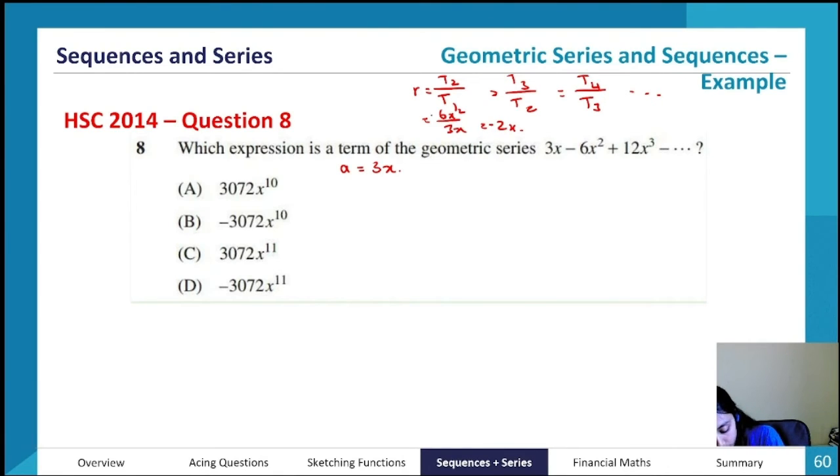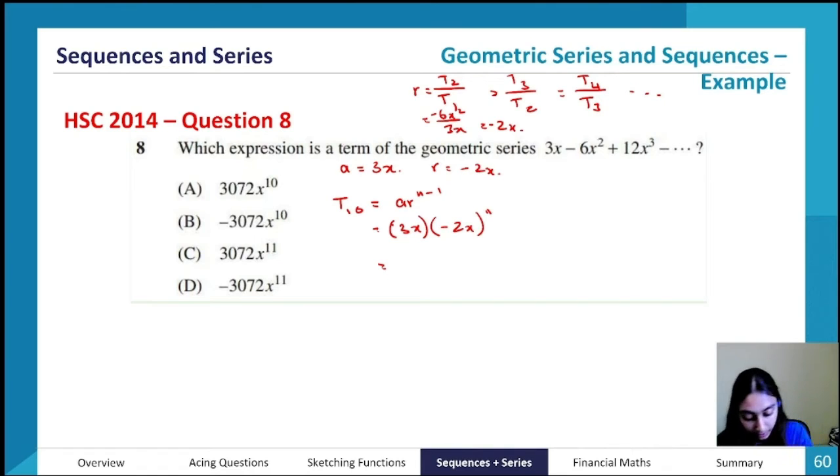which is just 2x. Oh, sorry, negative 2x, because it's negative 6x squared. So r is equal to minus 2x. Okay, so let's do the 10th term. T10 will be equal to ar to the power of n minus 1, which will be 3x times minus 2x to the power of 11.